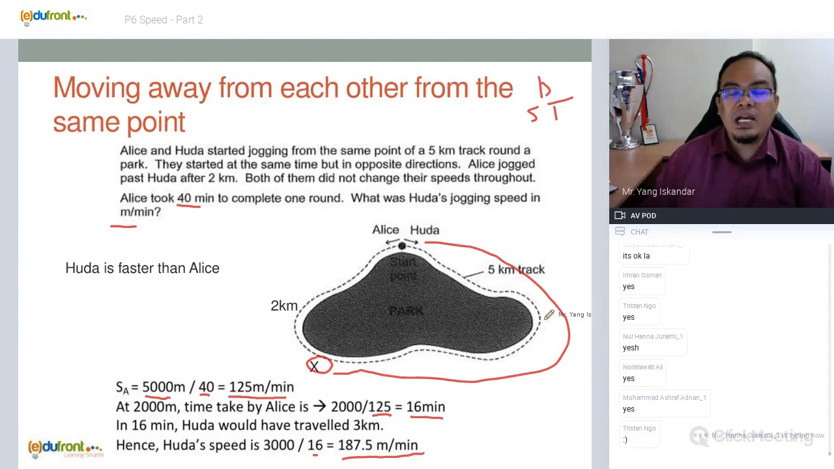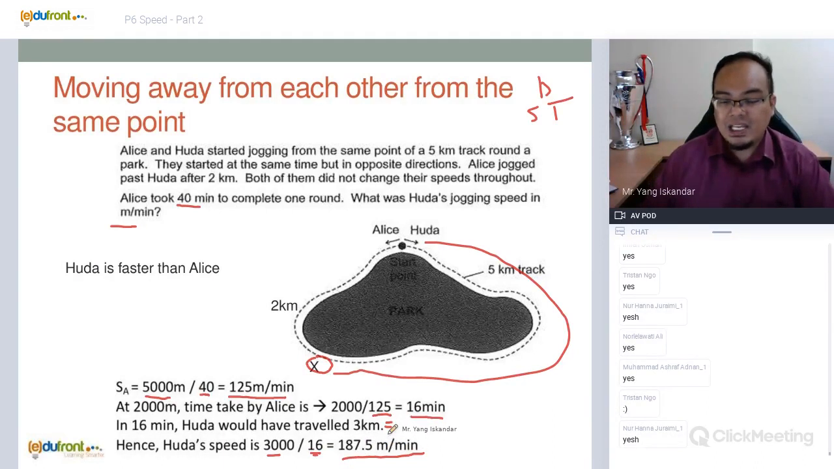Now Huda would have jogged from here to this point 3 kilometers. So 3 kilometers, I convert to meters, will be 3,000 meters, right? So the time taken will be the same, 16 minutes. So 3,000 divided by 16, you get 187.5 meters per minute.